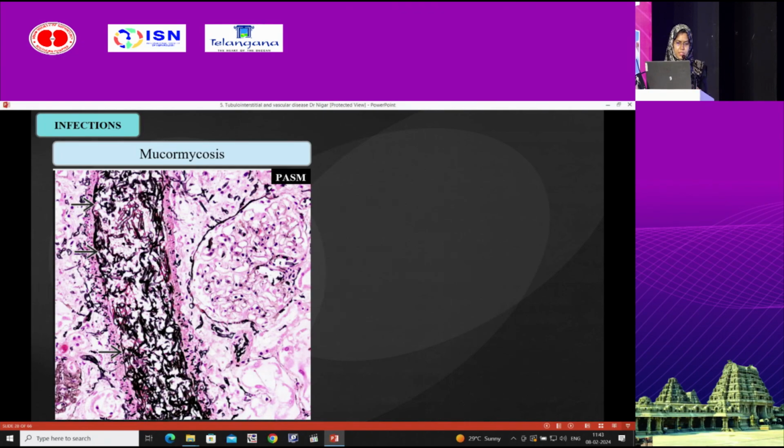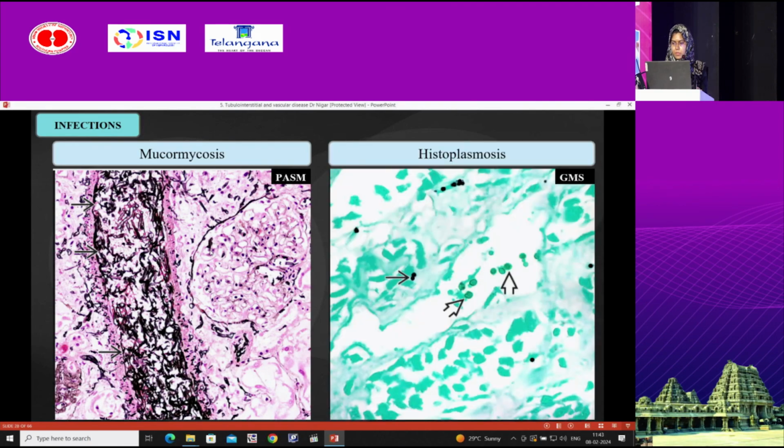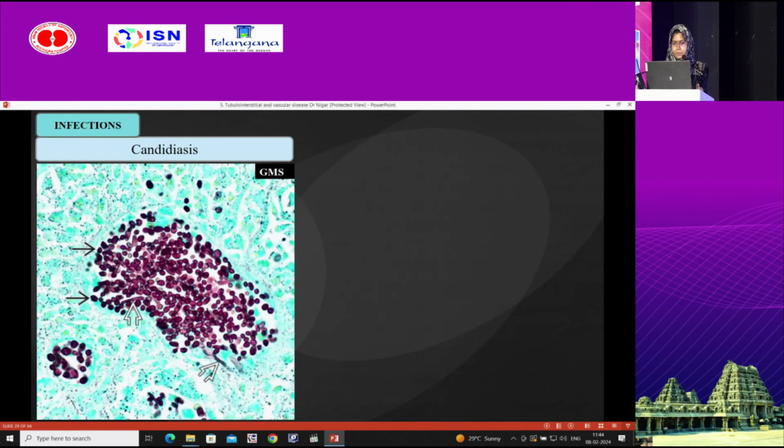Mucormycosis, this image shows an artery completely occluded by broad hyphae of mucor, and some of them are seen in the hilar vessels and in the capillary loops also. This is an image showing histoplasmosis. The broad arrows represent RBCs which are negative. The black dots here are the histoplasma organisms. They are much smaller than RBCs.